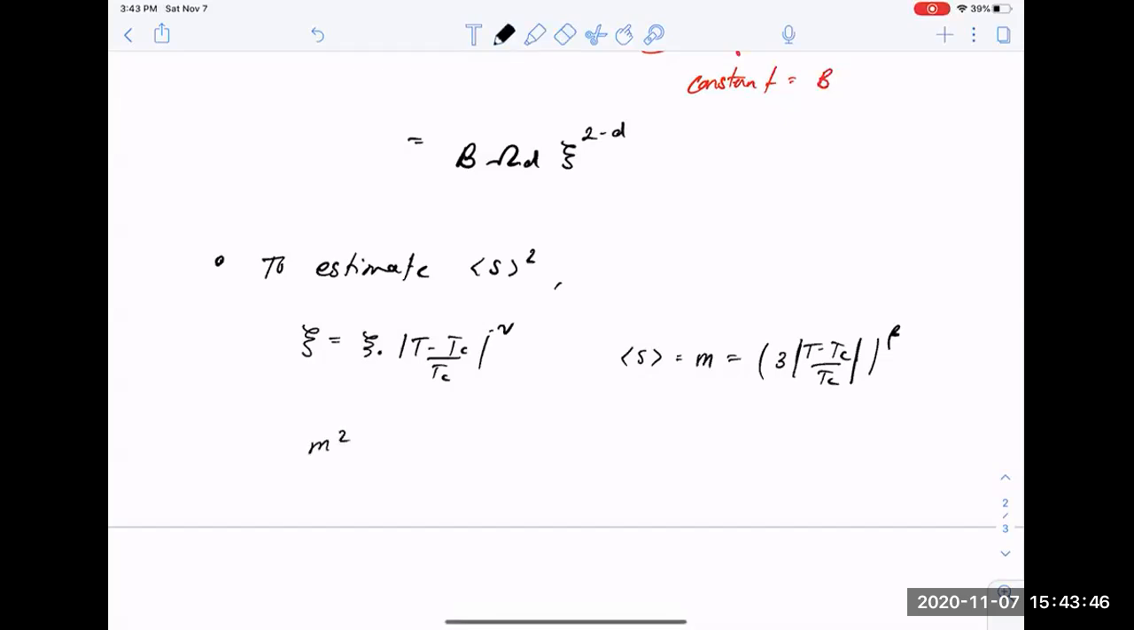Squaring M, thus scales like T minus TC to the 2 beta. Beta in mean field theory is 1/2, as is nu. So they both scale with temperature in the same way.